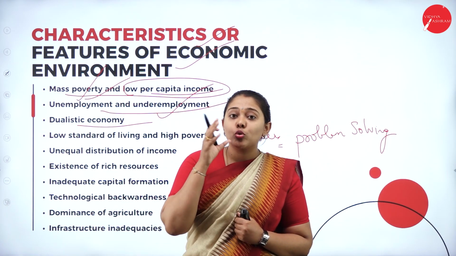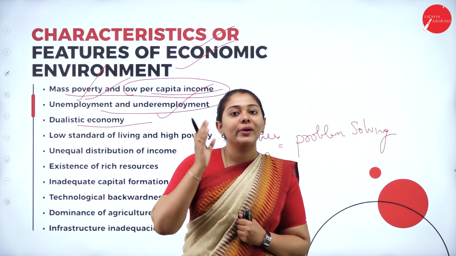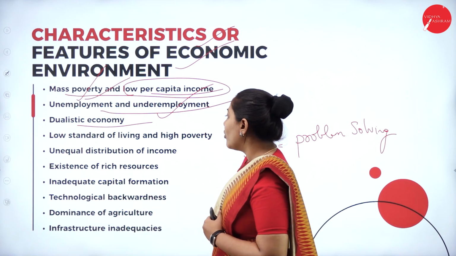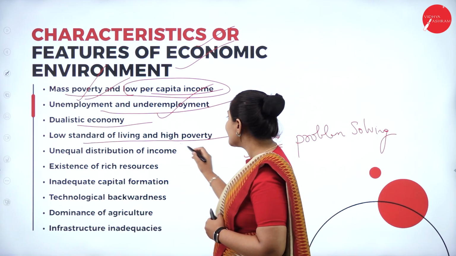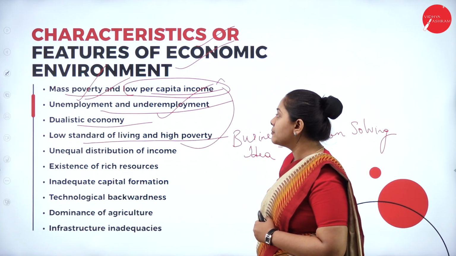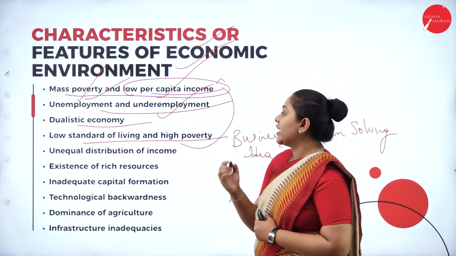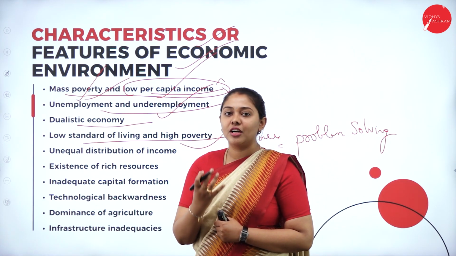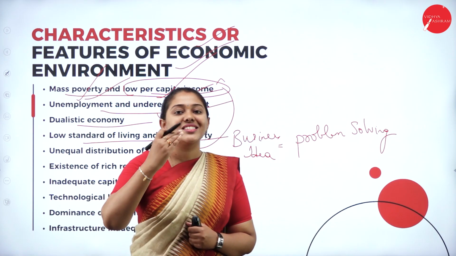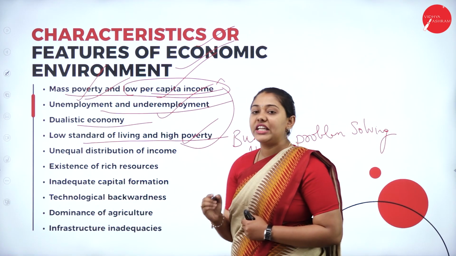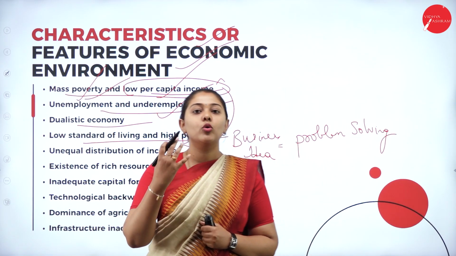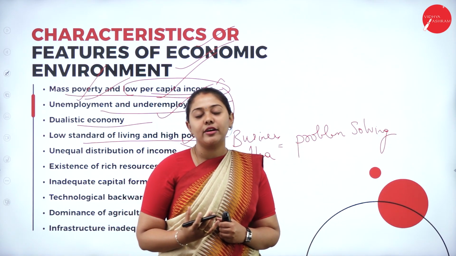So that economic situation has to be understood by a businessman. Moving forward, low standard of living and high poverty. This is because of low per capita income. If the individual income is low, the standard of living will be low, and it will lead to high poverty. So they couldn't meet the basic standard of living.